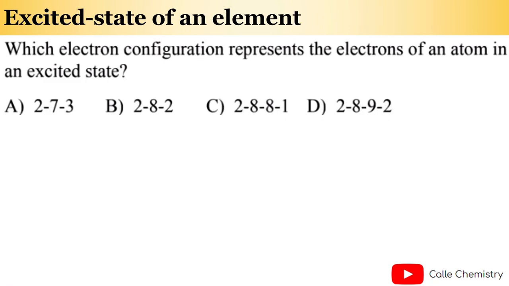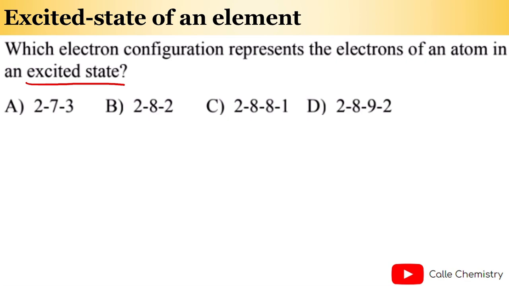Excited state of an element. So this question is asking which of these electron configurations represents an excited state. The one that represents an excited state, well, we need to know what an excited state means. Excited state means that we're talking about an electron that jumped from its shell to the next. That's what excited means.